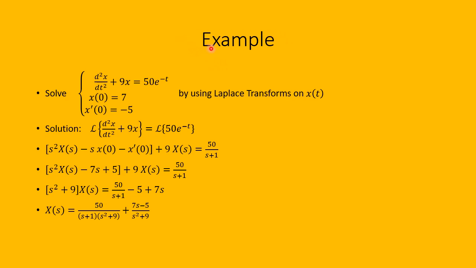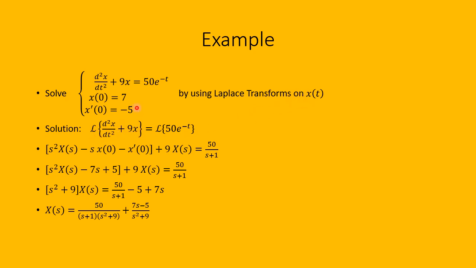Let's look at another example. Let's solve the second derivative of x with respect to t plus 9x equals 50e to the minus t. Initial conditions: x of 0 equals 7, x prime of 0 equals minus 5. We'll solve this by using a Laplace transform applied to the function x of t.